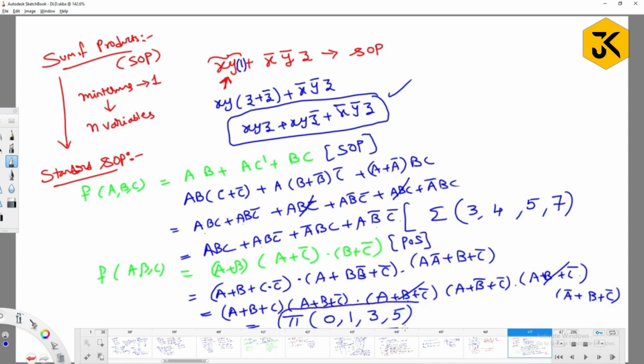Guys, don't worry, these two are not from the same expression, right? If it is from the same expression, the product of sums will again be pi of 0, 1, 2 and 6, but those are not from the same expression. I just made an example of how to convert product of sums into standard product of sums.